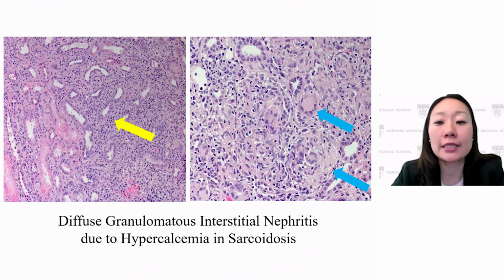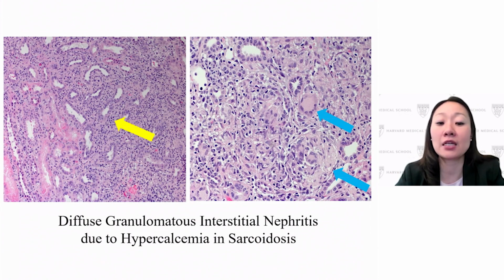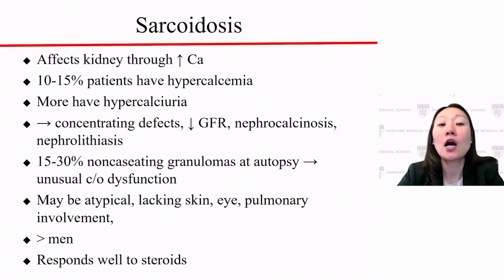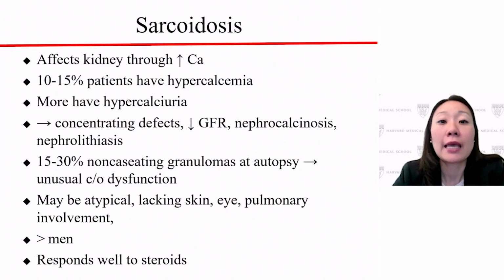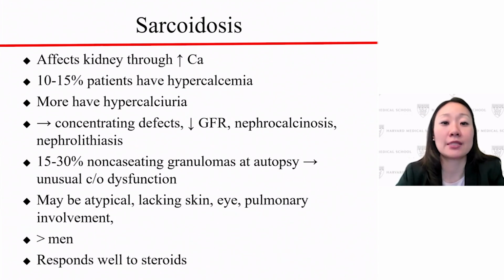So here is a slide that demonstrates the diffuse granulomatous interstitial nephritis that can be seen in the setting of hypercalcemia in patients with sarcoidosis. So on the right side with the blue arrows, you can see that there. So a comment about sarcoidosis and the interstitial nephritis that we can see with the systemic disease.